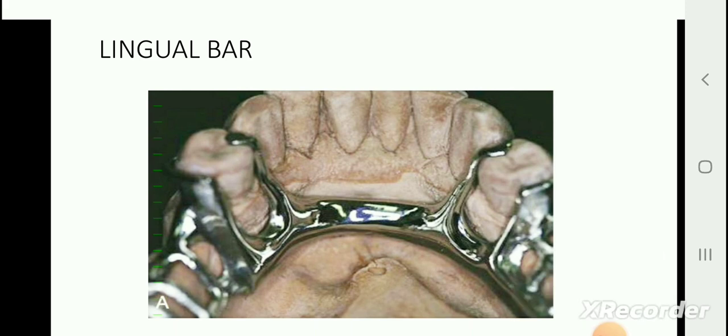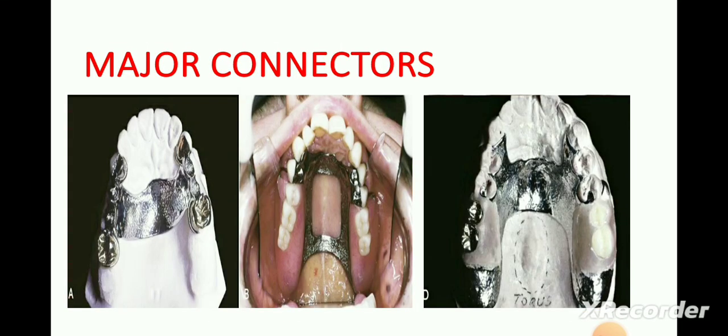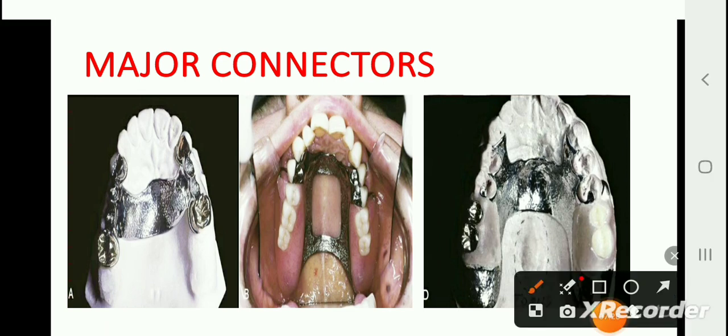Another point, we are doing the rules for using the major connector. Now another point is the anterior border. The anterior border of the major connector should end in the valley between the rugae crests and not on the crest.